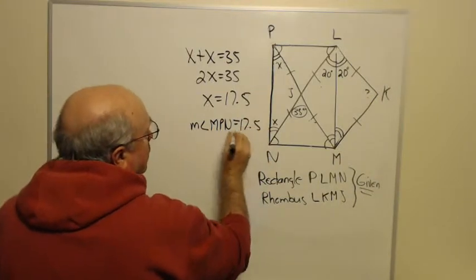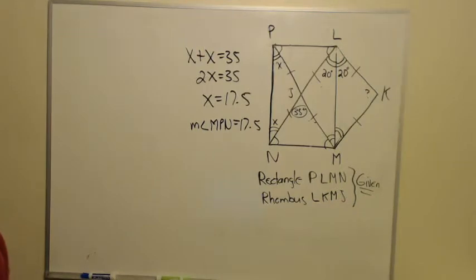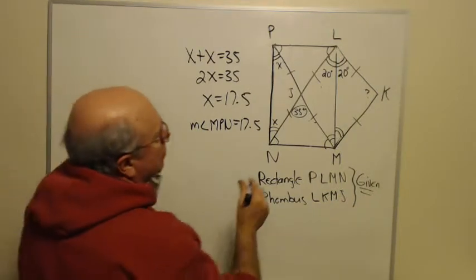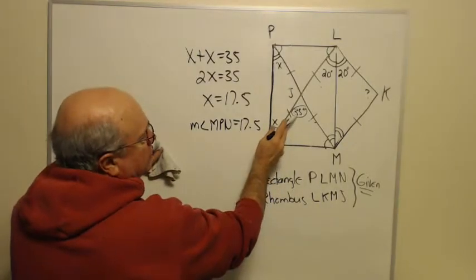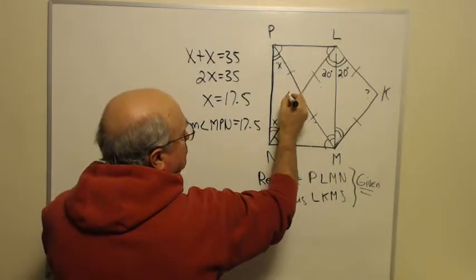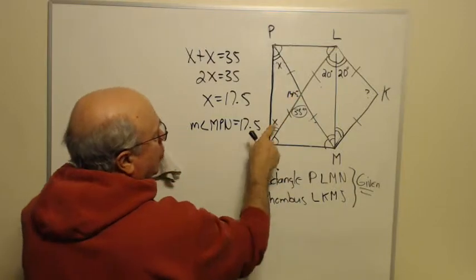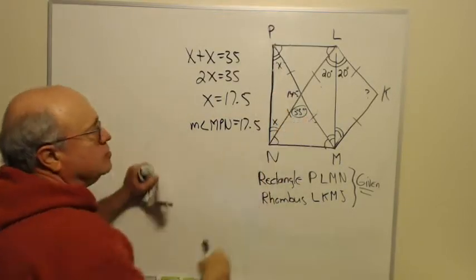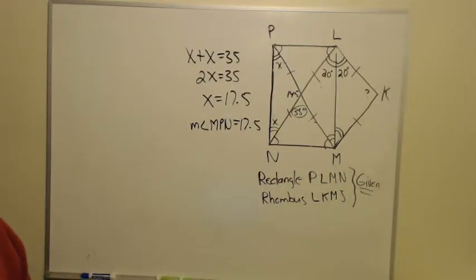17.5. Now, can you do it without the exterior angle theorem? Well, you certainly can. Without it, you would say, look, if that's 35, it's a linear pair. I'll get rid of the J for a second. It has to be 145. And now you'll go x plus 145 equals 180, but you'll get exactly the same answer.